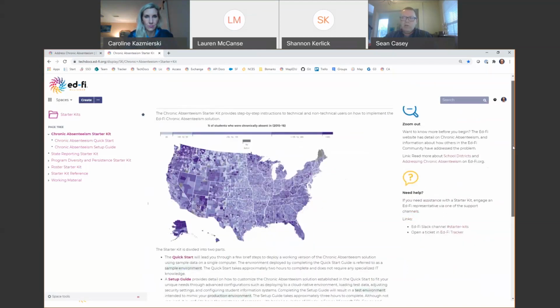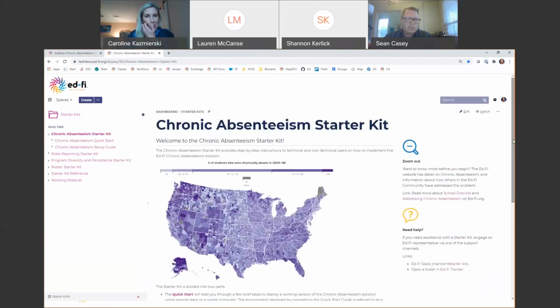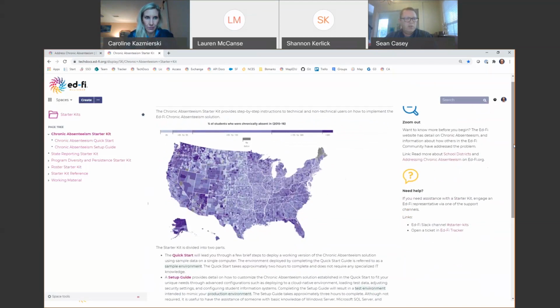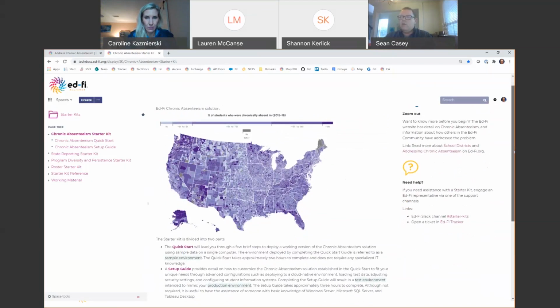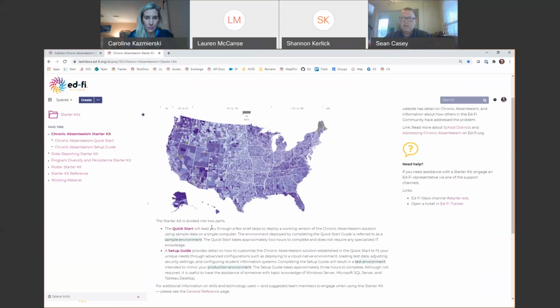And all I want to show you here is this is actually the starter kit steps. And so you and your technology folks, so remember we talked about doing this together, your instructional leaders and your technology leaders. This is written for both of you. And as you go through this, you essentially have 2 parts.